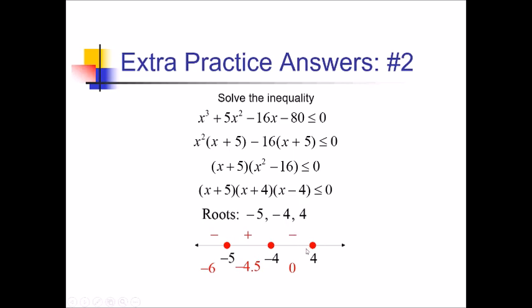And then finally, after 4, I'll use 5. 5 plus 5, 5 plus 4, 5 minus 4. Those all come out positive, giving me a positive overall result. My inequality says less than 0. So that means I need negative intervals.